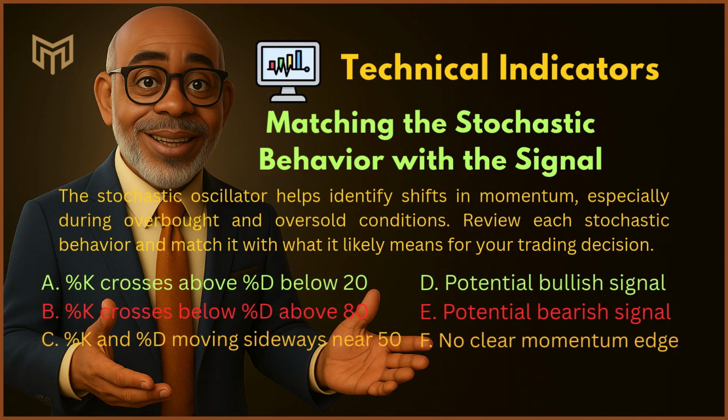Let's reveal the correct matches. A matches with D. When %K crosses above %D below the 20 level, it signals potential bullish momentum. B matches with E. When %K crosses below %D above the 80 level, it signals potential bearish momentum. And C matches with F. When both lines move sideways near the midpoint, there is no clear momentum advantage.